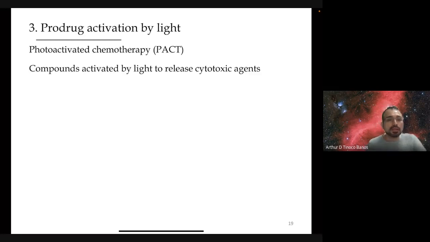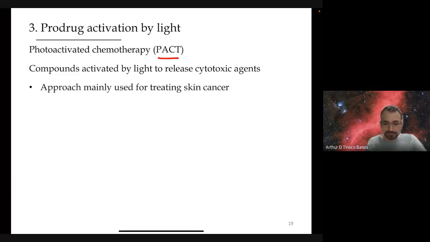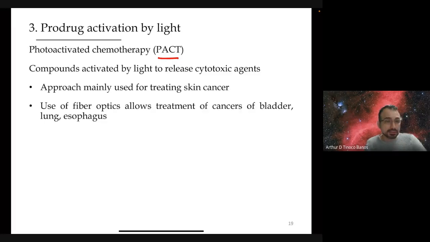Okay. Well, now let's look at prodrug activation, but using light. Here we're going to focus on photoactivated chemotherapy, abbreviated PACT, P-A-C-T. Compounds are activated by light to release cytotoxic agents. So light is our source of activation here. This approach is taken mainly for the treatment of skin cancers.